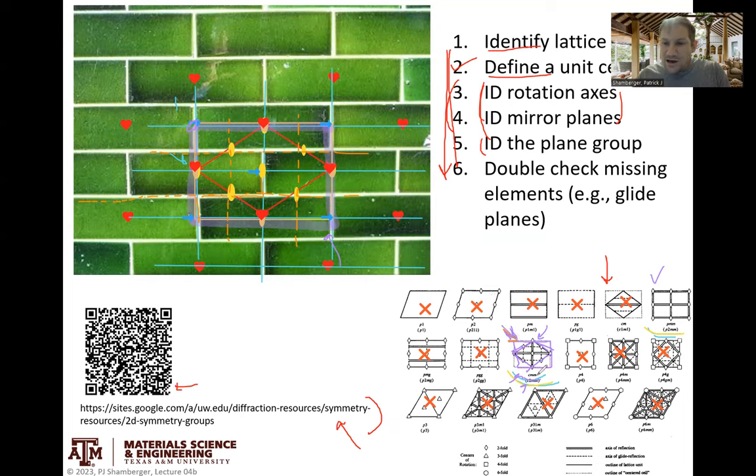I go back to my pattern. I found all of the symmetry that I see in the plane group. I know that this is plane group CMM, and I am done. And I can move on to the next pattern.